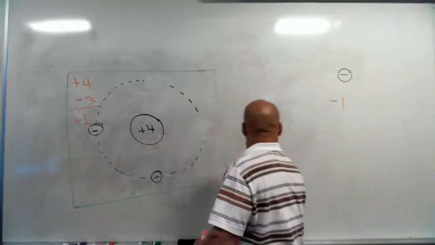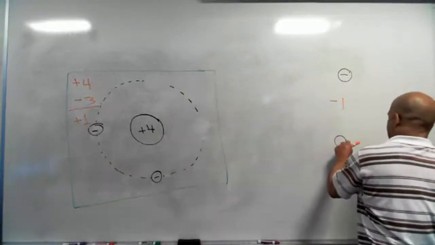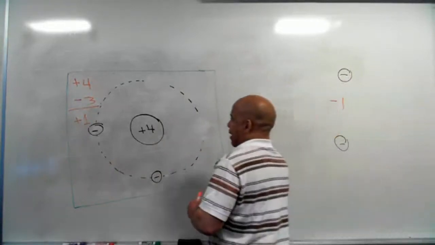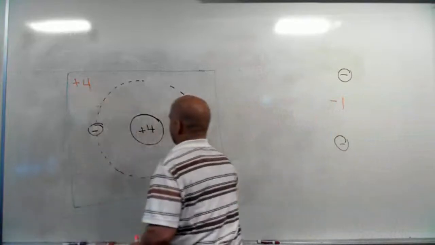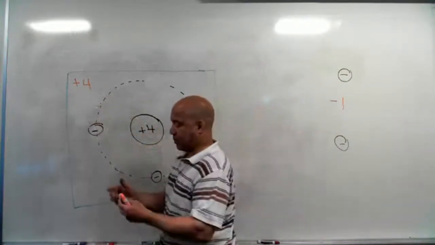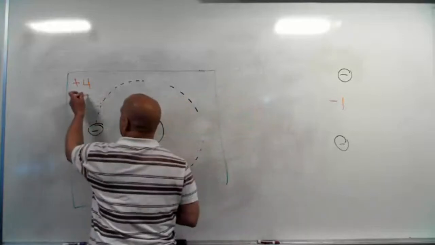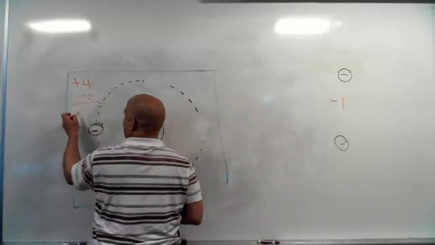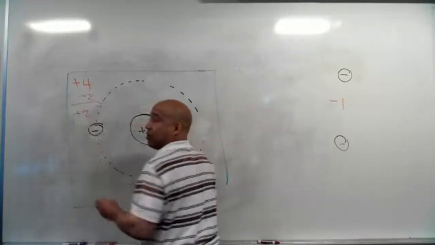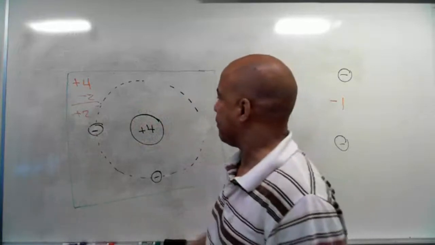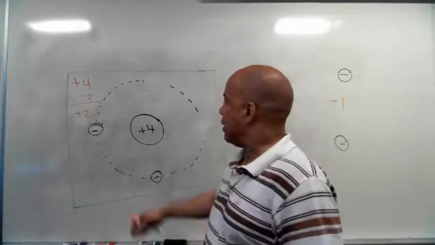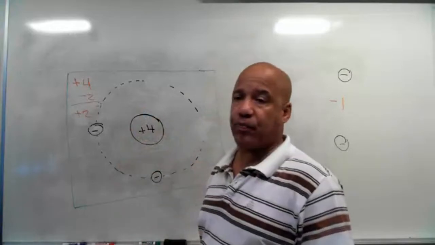Let's take away another electron. If I take away another electron and put that over here, now I have 4 positive charges, but I only have 2 negative charges, so now I have a charge of +2. So I've charged the atom. First time I charged it to +1, this time I charged it to +2.